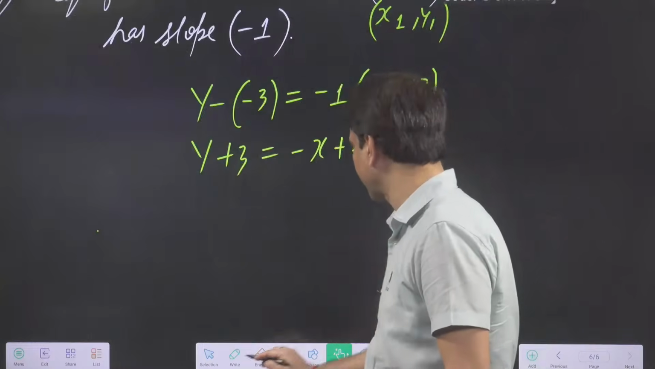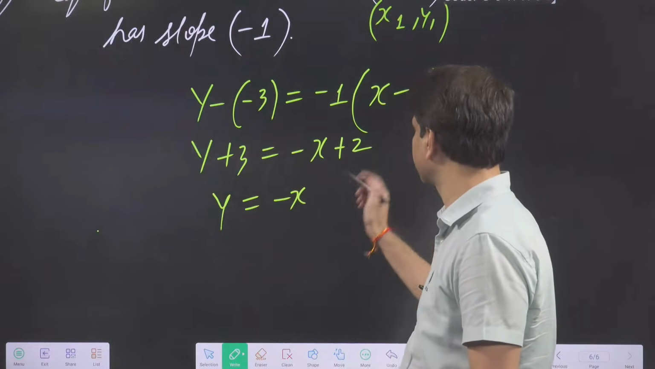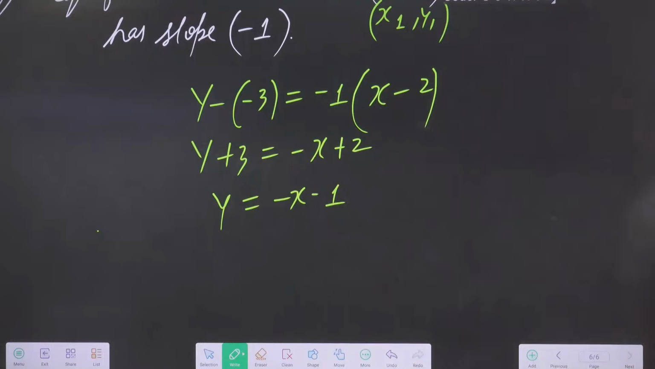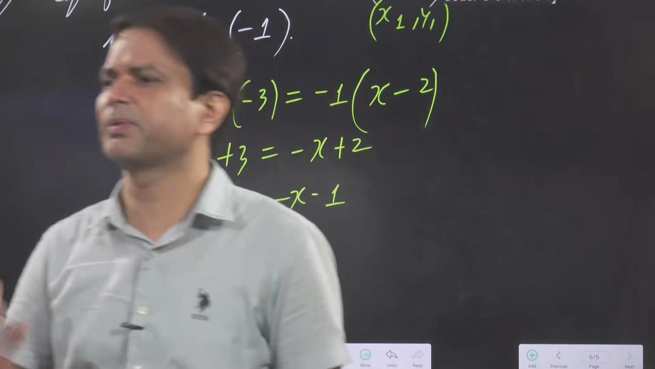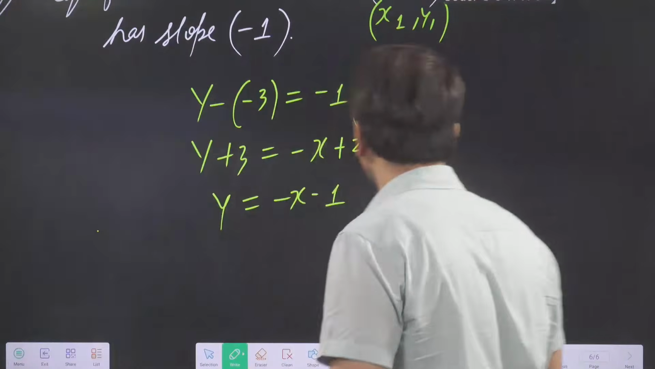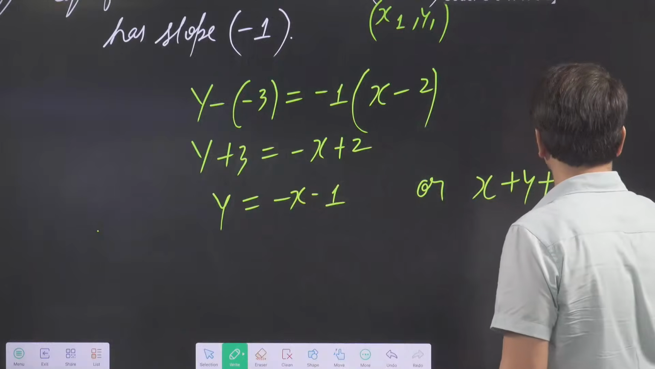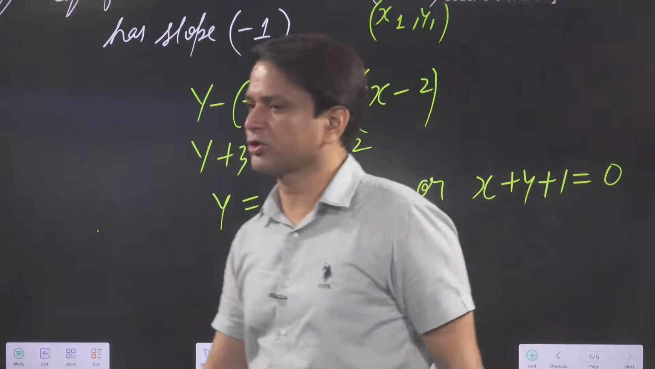Then what is the y value we got? Y is equal to minus x, this 3 will shift this side, then minus 1. So what is the equation we got? Y is equal to minus x minus 1. They can give it in a different form, x plus y plus 1 is equal to 0 also. Up to this, everybody got? So we got the equation of line.